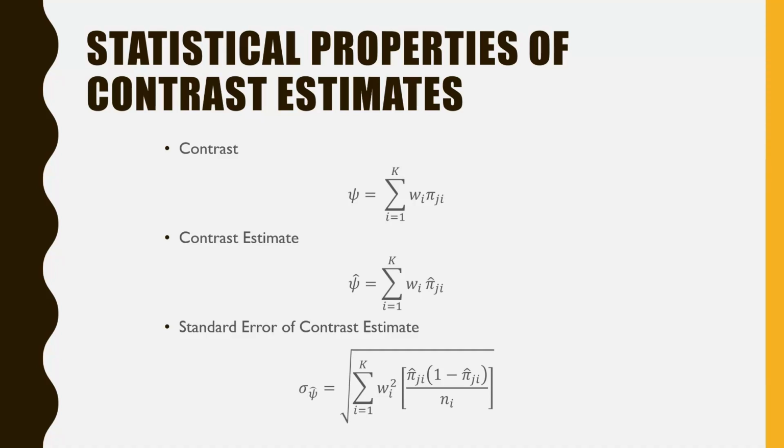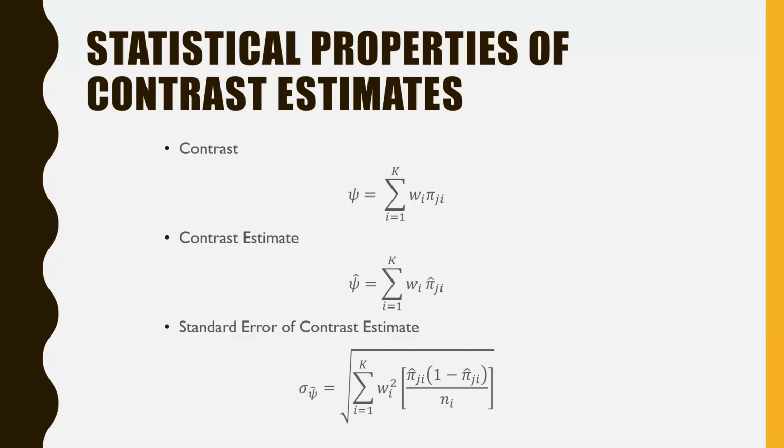The estimate of the contrast is, no surprise, a weighted sum of the estimates of the proportions. We don't actually have the population proportions, but we have the sample proportions, so we simply use a weighted sum of those sample proportions, and that gives us our contrast estimate. What else do we need in order to construct a confidence interval? We need a standard error of our estimate, and we need a critical value so that we can take the product of the standard error and the critical value to get a margin of error.